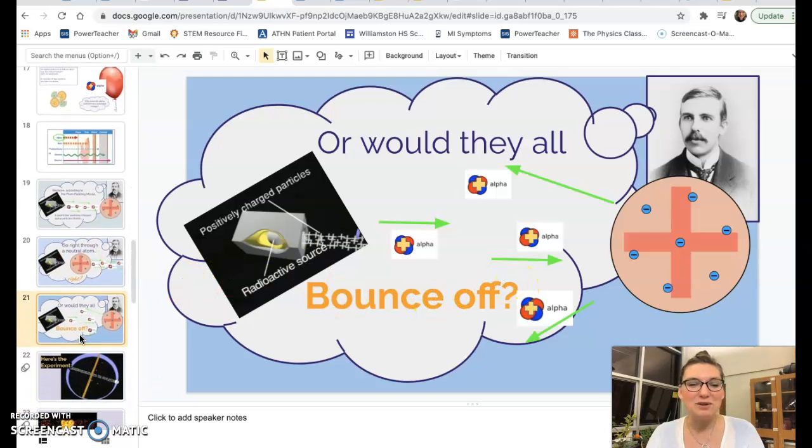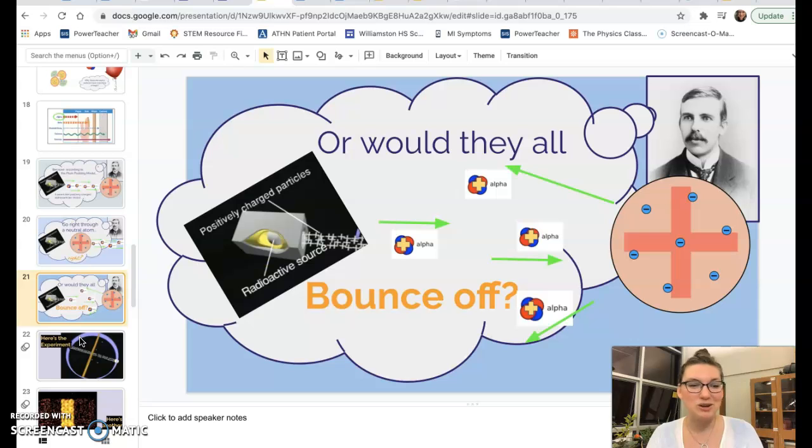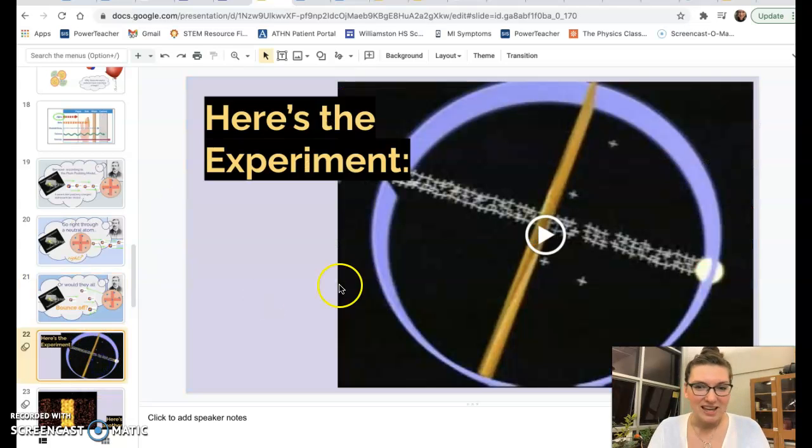So Rutherford had that question too. He was wondering what would happen in that situation. So I'm going to show you this experiment that he did. Here we go.